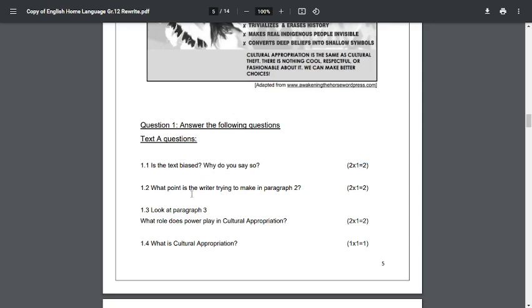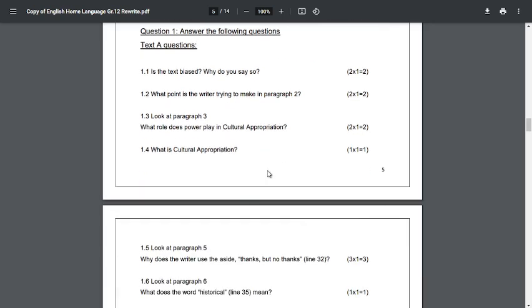What point is the writer trying to make in paragraph 2? Again, 2 by 1, which means there are 2 points we are looking for. Here, in this case, we are looking for what is the point and explain why you think that is. Then look at paragraph 3. What role does power play in cultural appropriation? 2 by 1 again. What is cultural appropriation? This is 1 by 1, meaning you get a mark for saying what cultural appropriation is.